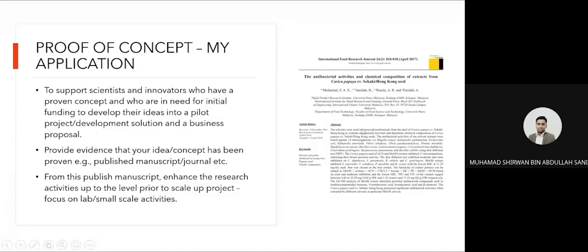So in this case, for example, I have published one when I joined academia in 2018. I published a very basic fundamental research, and it's been proven that it's doable. So using this publication, I wrote this ISDB grant and I cite my paper, that the concept has been proven and it can go up to the lab scale.